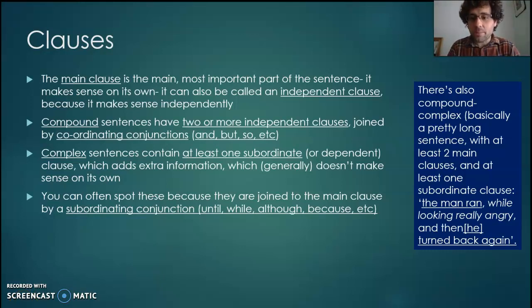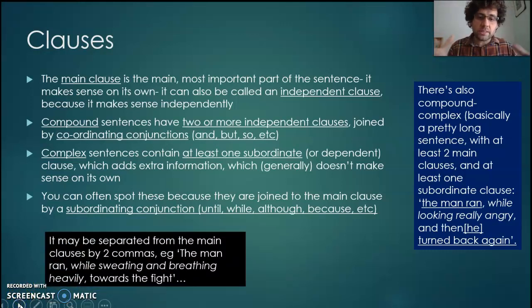So the example there: the man ran while looking really angry, and then he turned back again. So you've got the man ran, one clause, then he turned back again, a second independent clause, also about the man, additional extra information, but a separate clause, and then the background information, while looking really angry, that adds further detail, working like an adjective to describe the man in a little bit more detail.